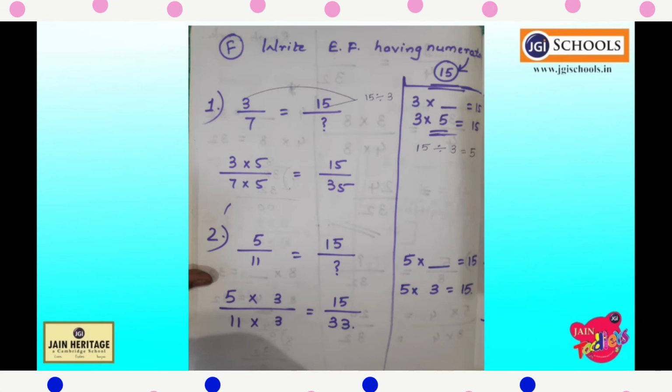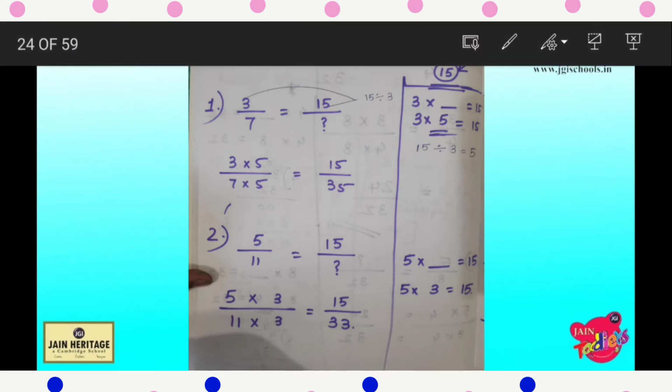Here the numerator is given in question number F, exercise 1. The numerator is given and you have to find the denominator. So what will you do here? You have to divide the numerator by the numerator. Can you see here? 15 is the numerator and 3 is the numerator. So we are dividing 15 by 3. 15 divided by 3 is 5, since 5 times 3 is 15. So we will multiply the numerator and denominator by 5. 5 times 3 is 15 and 7 times 5 is 35.